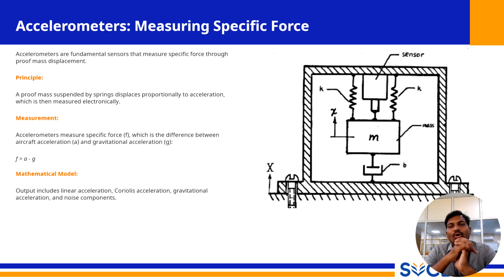also. Coriolis acceleration terms appear because the sensor is on a rotating body. The gravitational term, as we discussed, is always present and is actually used for determining the drone's attitude relative to downward. And finally, like any physical sensor, the output always includes a random noise component that must be filtered out. Understanding this complex output is the first step towards using accelerometer data effectively in a navigation system.